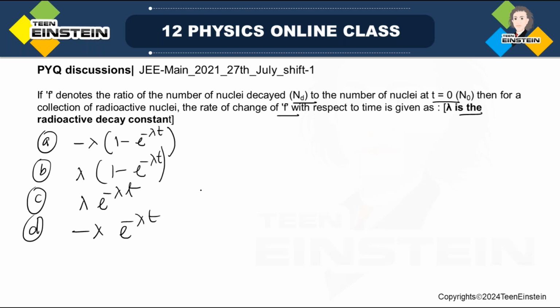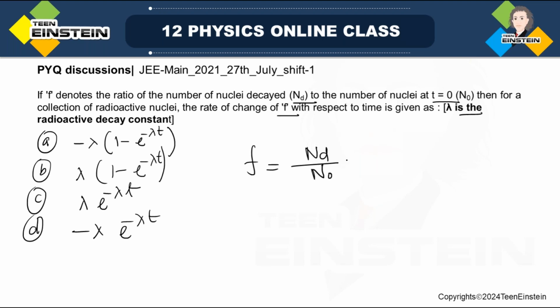So this problem is very simple if you can understand the language of the problem. See, the problem is saying that F is ND by N0. This N0 is the initial number of nuclei when time is 0. But what is this ND? ND is the number of nuclei which have already decayed.